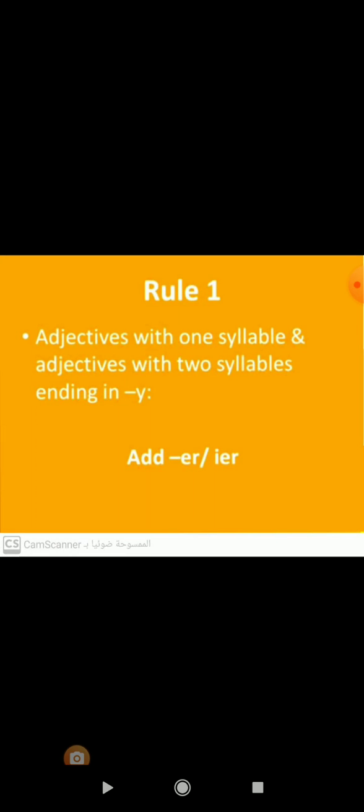Here is rule number 1. If we want to put short adjectives which consist of one syllable in the comparative form, we will add er to the end of these adjectives. And in adjectives with two syllables ending in y, we will drop y then add ier.